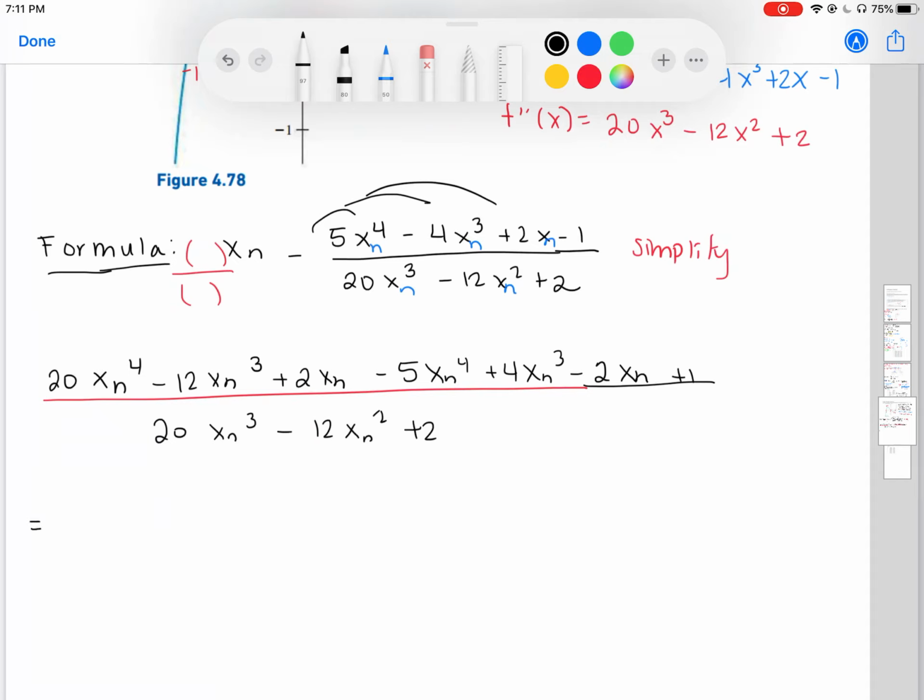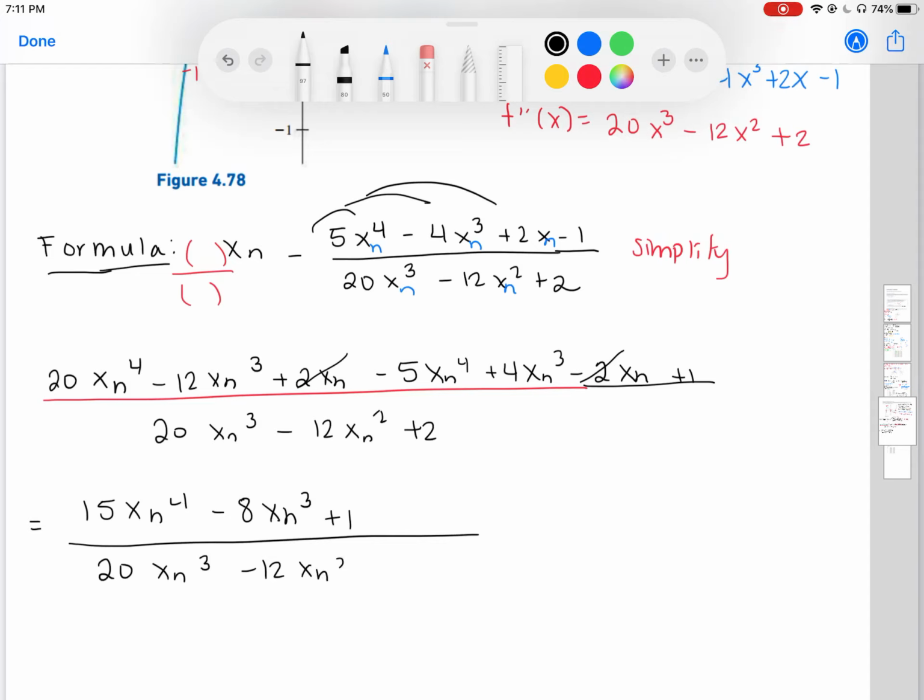So our simplified version of our formula would be 20 minus 5, we have 15 x_n to the fourth power. Negative 12 plus 4, we get negative 8, negative 8 x_n to the third power. No quadratics, and then the 2 and the negative 2 add to make 0. We're left with plus 1. In the denominator, we have 20x_n cubed minus 12x_n squared plus 2. All right, and this is our formula.